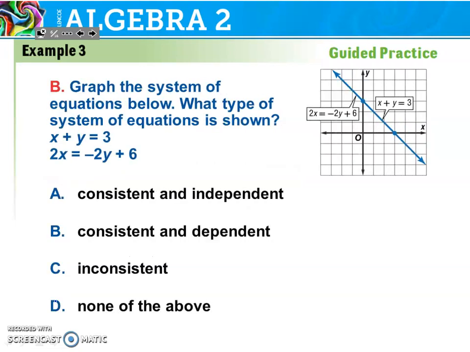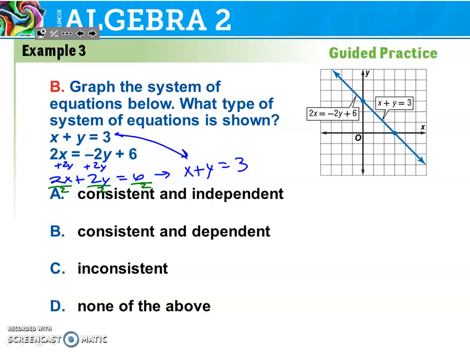Okay? It says graph the systems of equations below. What type of system is it? Okay, I've got an x plus y equals 3. Sorry, thought I had my eraser on. I've got a 2x plus 2y equals 6. And I'm just showing you guys this is the exact same thing that happened on that last one. That gives me an x plus y equals 3. These are the same thing.